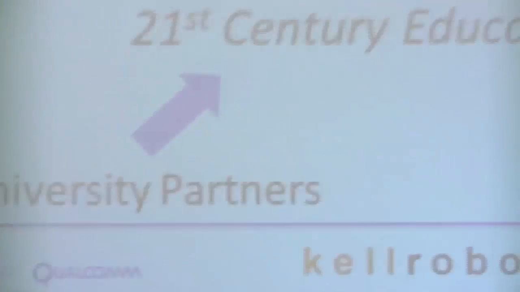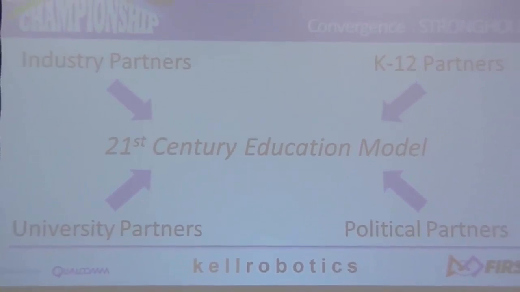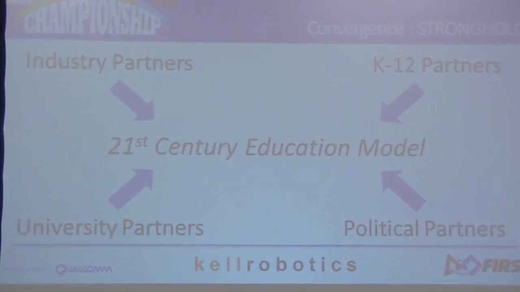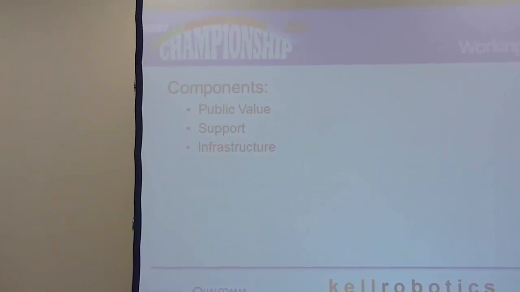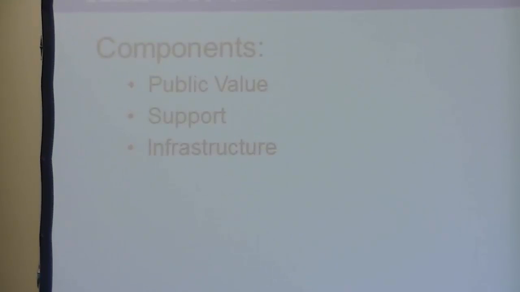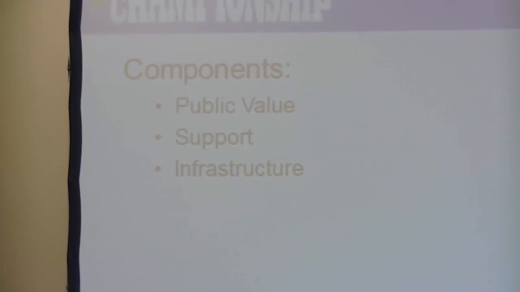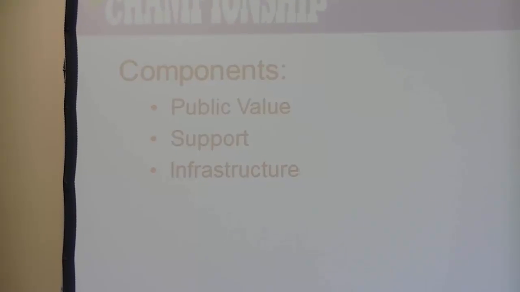So from all of our partners and all the people we have behind us here, we created a 21st century education model. Before we go into what our model is and what's part of that, we're going to talk about how we got there. The way we establish our public value is we establish our partnerships within our community, doing outreach events, press, media coverage, all that. That public value is essential, because once you have that, the support from your industries and your community, from your political leaders, they're going to come to you.